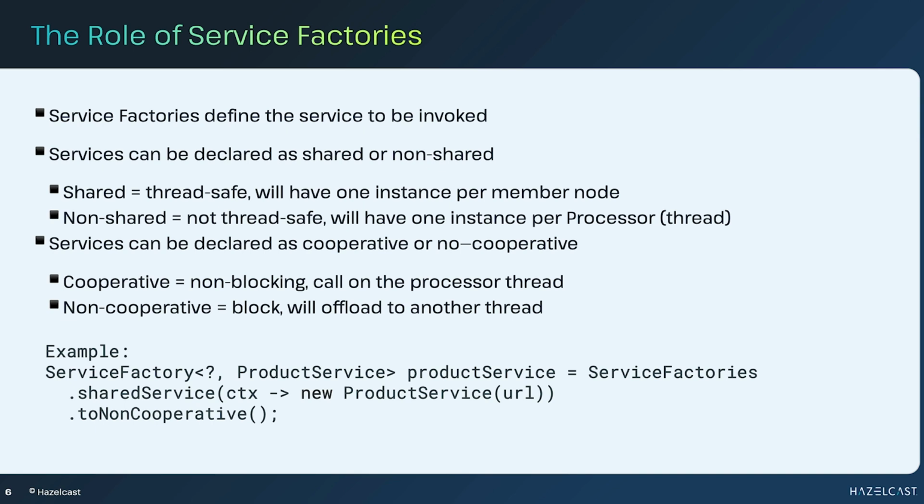Our code sample here shows how this might look for a call to a REST-based service. Our REST client is thread safe, so we can create a shared instance of the service, but the REST calls are blocking, so we mark it as non-cooperative.